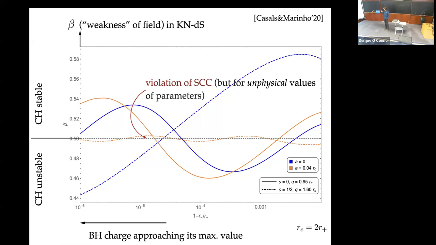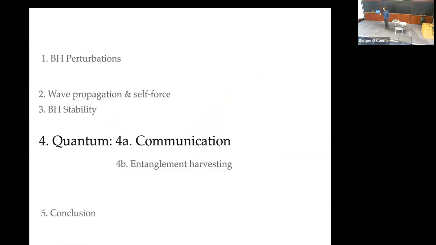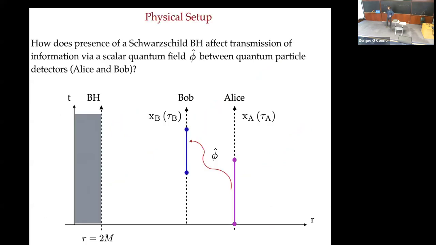Okay, so that's section 3, black hole stability, and now I'll talk about some quantum results. First of all, about communication, which still uses the retarded Green function, and then entanglement harvesting, which uses the Feynman Green function. So what's the physical setup? By the way, this is going to be Schwarzschild now, no longer Kerr.